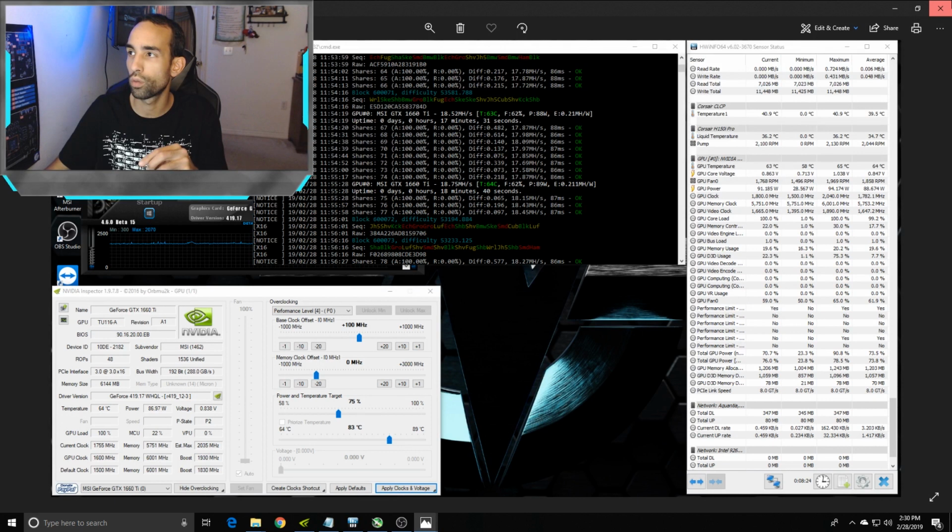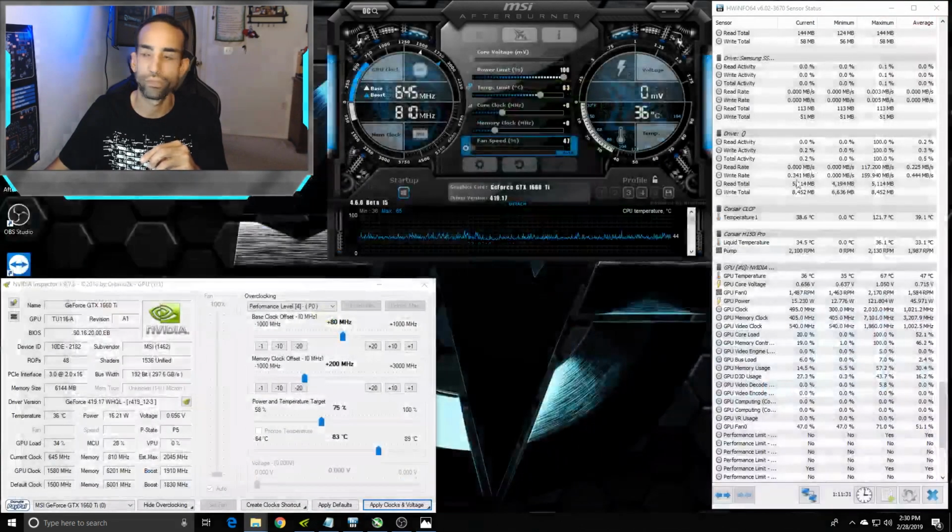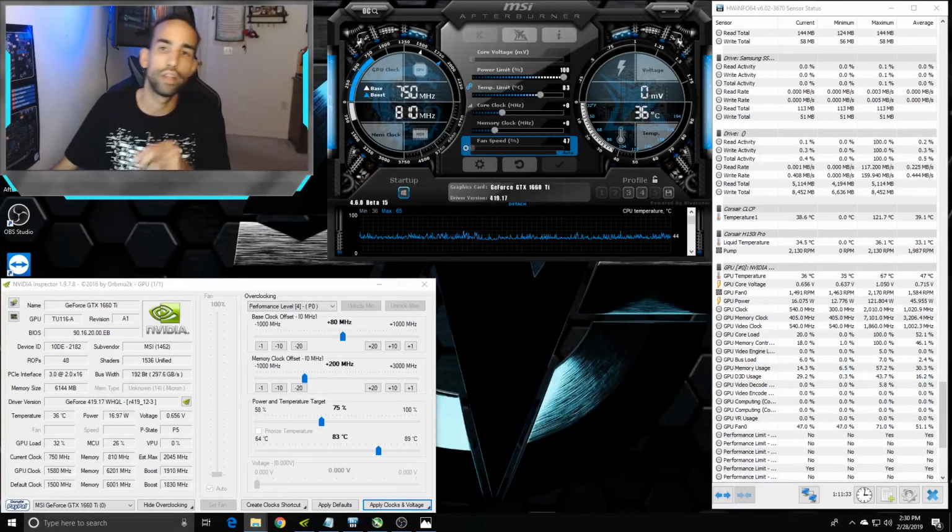I did do Equihash 144 for Bitcoin Gold, and I was getting about 33, 34 sols, depending, with a core clock of plus 60 and a memory clock of plus 200. And it's, in short, a 1070. That's what the 1660 Ti is. So it performs like a 1070, but with less power draw.